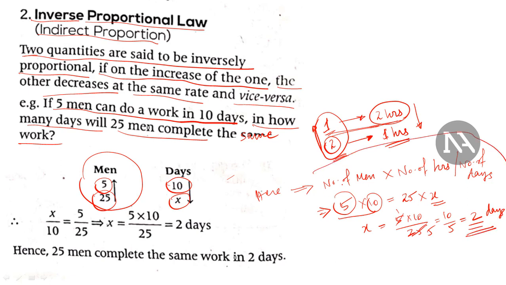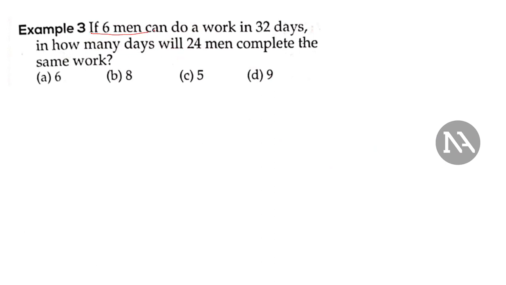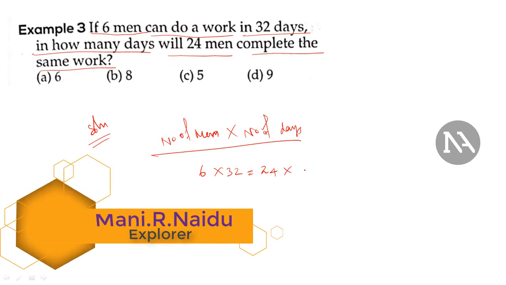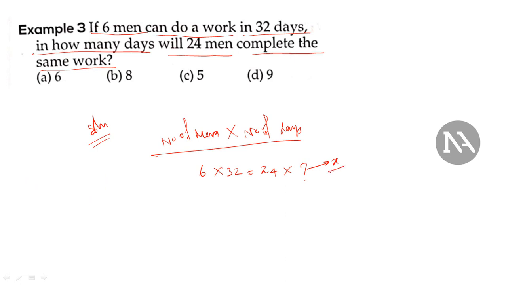So always remember this formula for this kind of problems. Here we will see examples. If 6 men can do a work in 32 days, in how many days will 24 men complete the same work? Again, consider the formula I told you: number of men multiplied by number of days. So here the number of men is 6, they complete the work in 32 days. That will be equal to the number of men, 24, completing the work in how many days? So this is x, this is the unknown, Mr. X. So here 6 into 32 equals 24 into x.